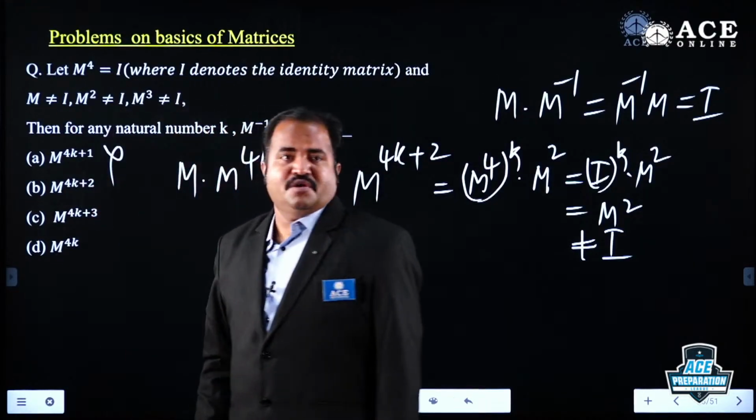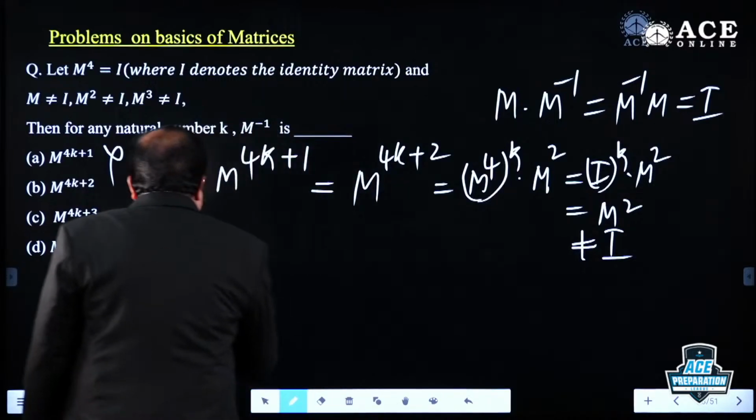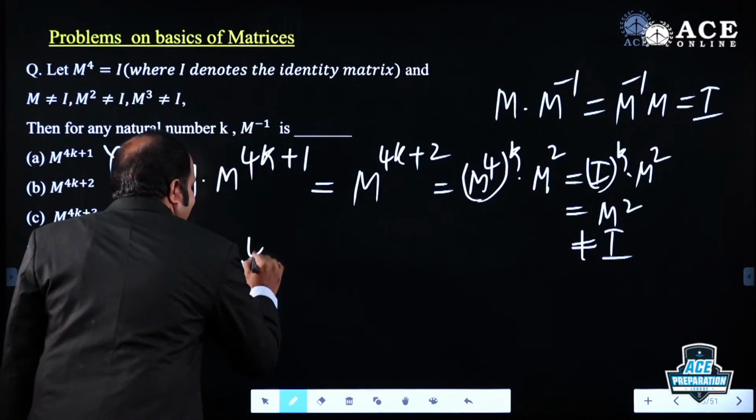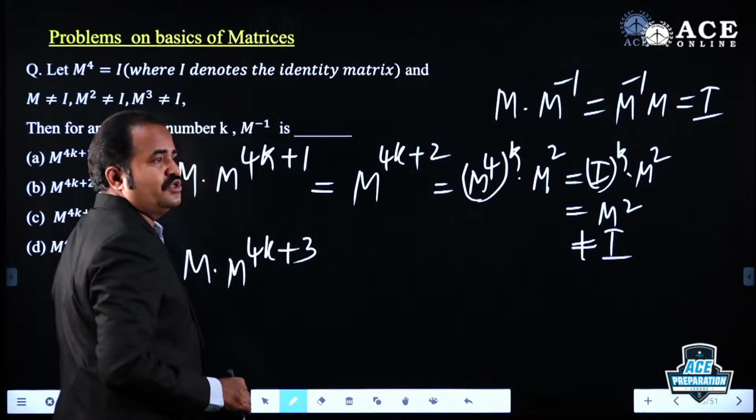So similarly verify option B, option C. Let us see option C, m into m power 4k plus 3. Similarly you can verify the remaining 2 options also.